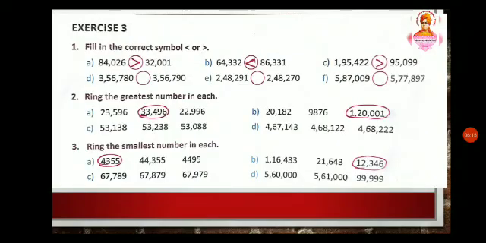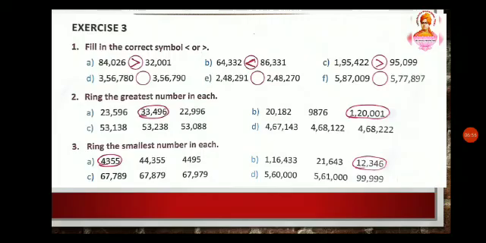Here I have given you some exercises and I have already done some of them. The remaining you are going to do as your assignment. Fill in the correct symbol, lesser than or greater than. As I told you before, you compare the given numbers, then put the correct symbol in the circles given. Second question, ring the greatest number in each. Here also you compare the given three numbers, find the greatest number from these three, and circle it. Two sums I have already done for you, the remaining two sums you can do.